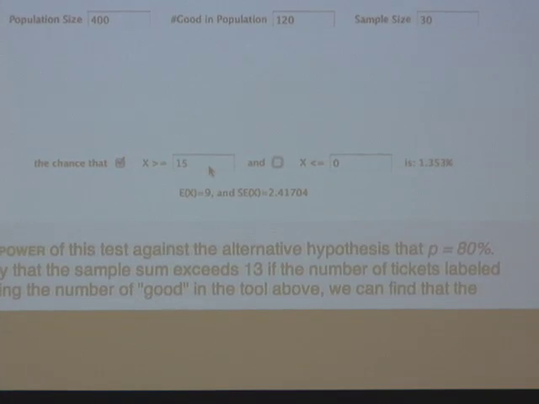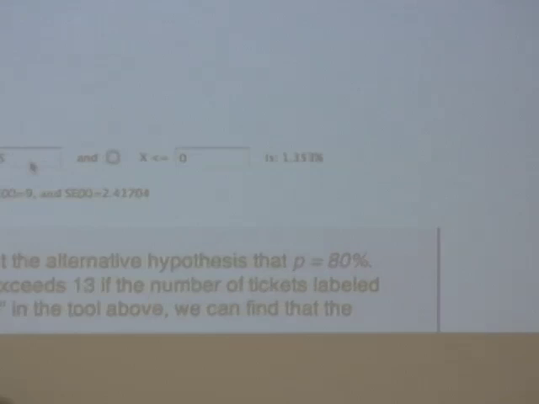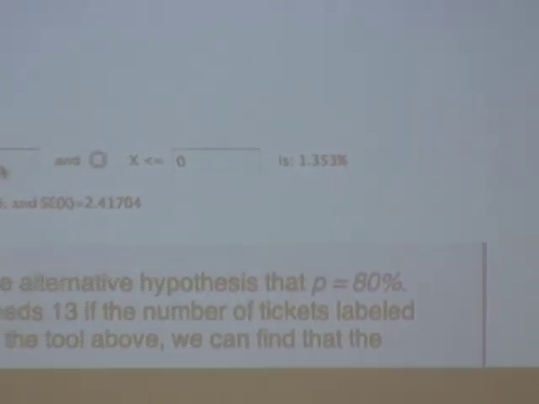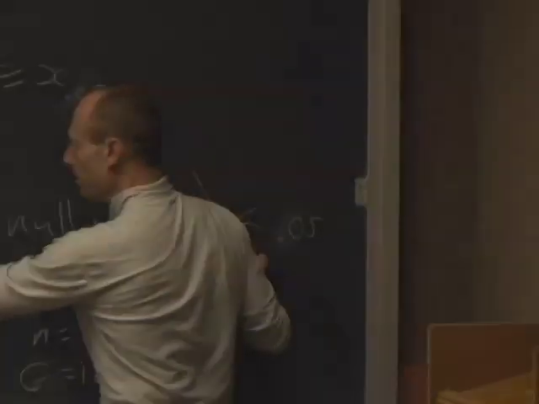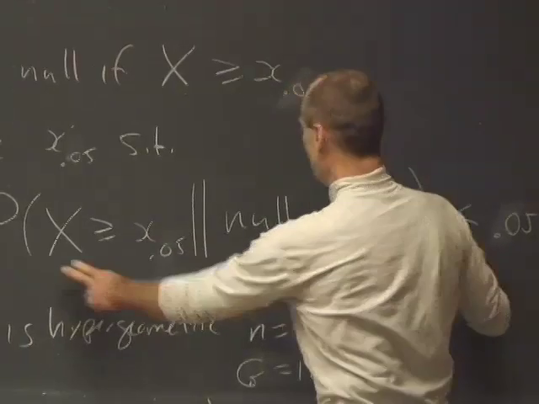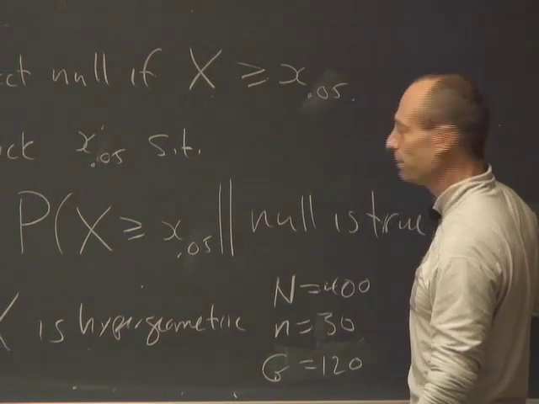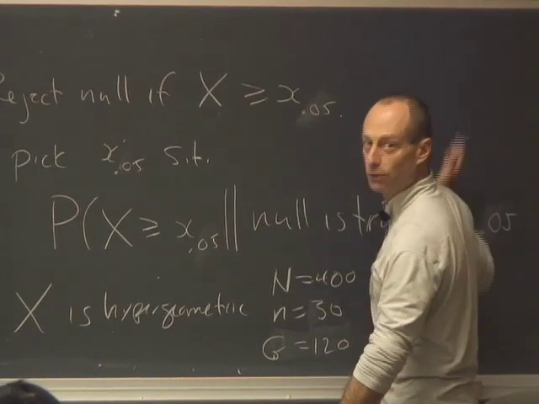Okay, 15 is now too big a threshold. There's only a 1.3% chance that we would reject the null. So that would satisfy this, but it's not as powerful a test as we can get, because if we move the threshold down, we might still be able to keep that chance below 5%, but yet have a bigger chance of rejecting the null when the alternative is true.